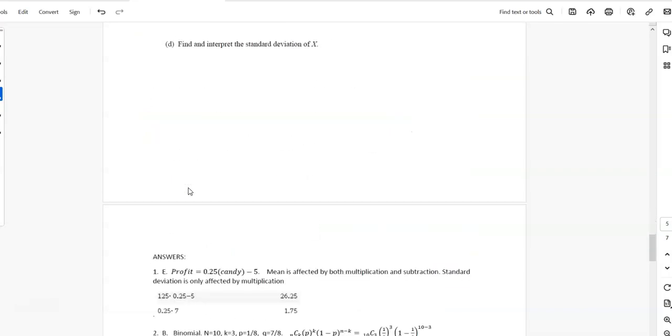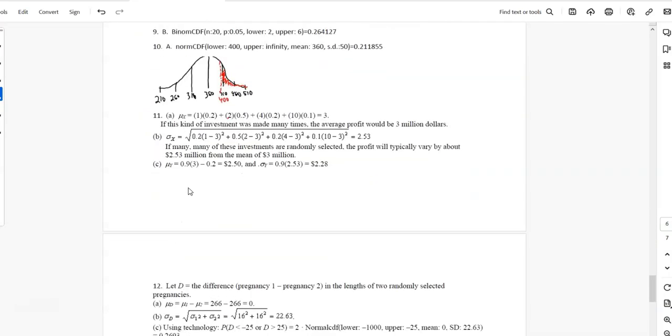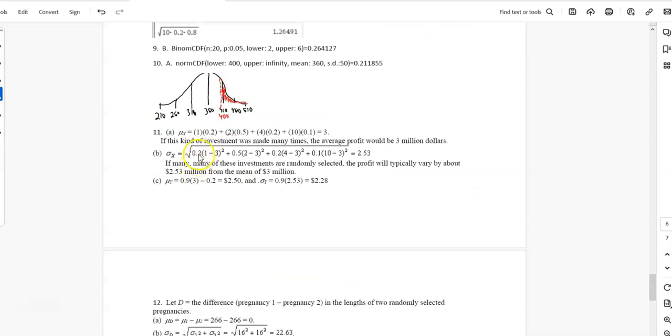If you look at the answer for 11 on the sheet, you can see the formula way of doing it. You certainly could do it that way. It's the probability times the amount minus the mean squared, plus the probability times the amount minus the mean of 3 squared, and so forth to get the 2.53.